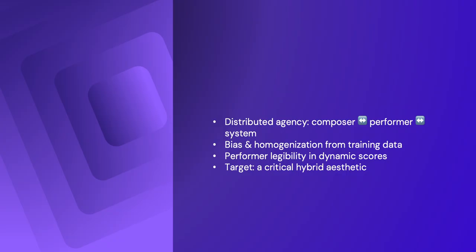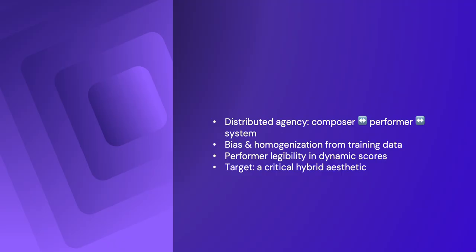Working with AI changes the rules. Authorship is distributed among composer, performer, and system. In many projects, the composer becomes a curator or system tuner, deciding constraints and evaluating outputs rather than writing every note. Performers shift from reproducing a fixed score to exercising negotiated control in real time.